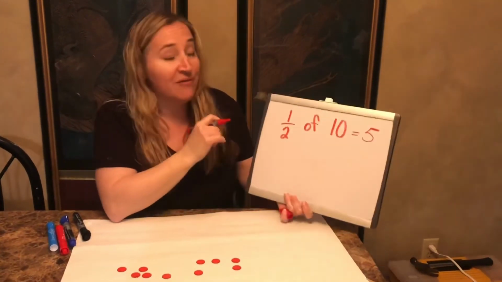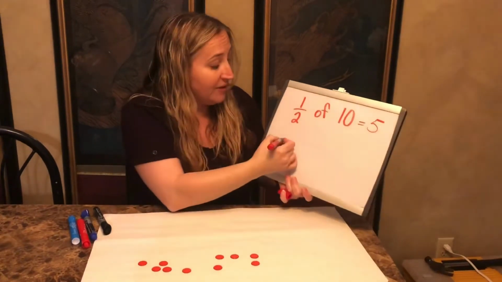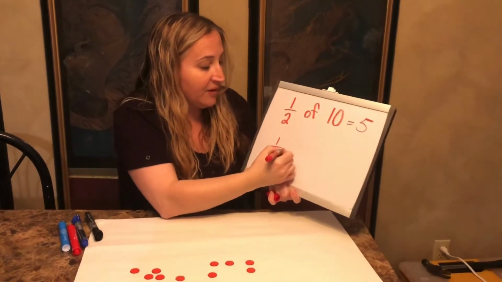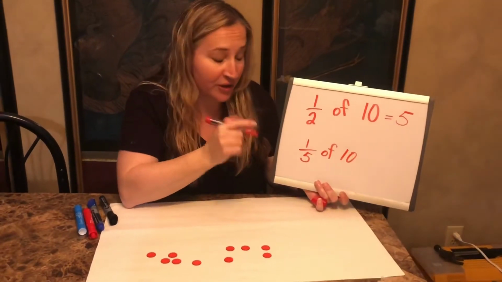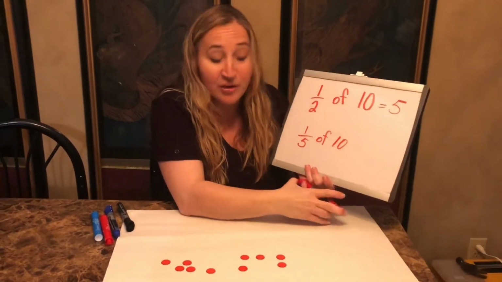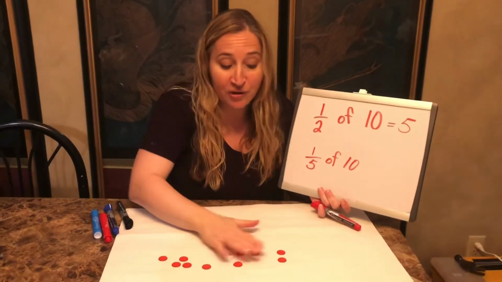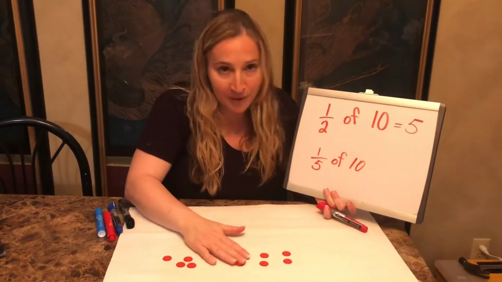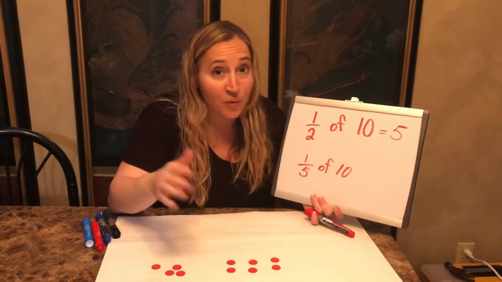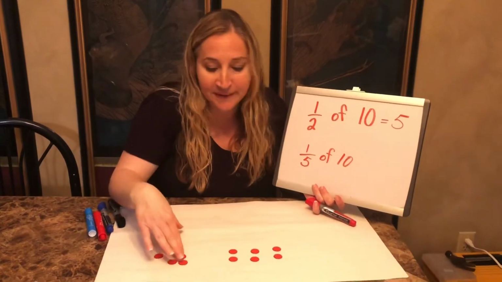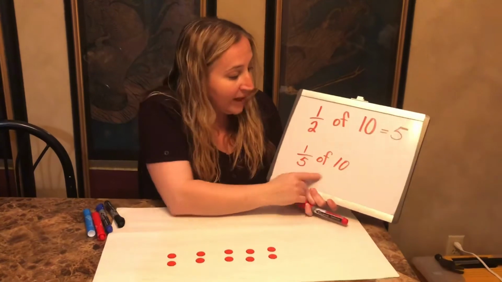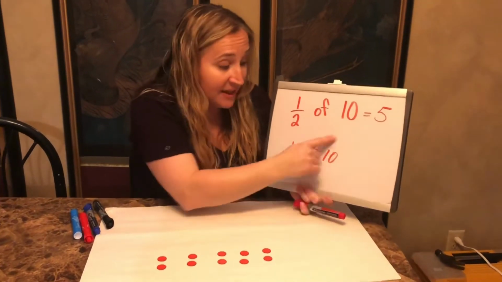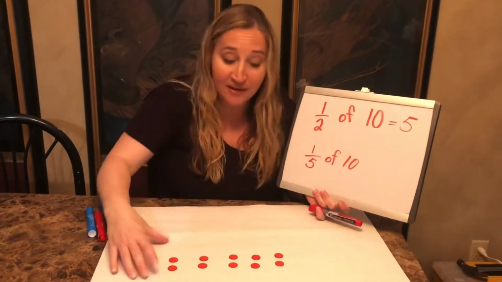Now, if I asked you, what is 1/5 of 10? Might seem a lot trickier. For today's work, you're going to use counters, and I'm going to show you how to do this. I know you probably don't have counters, but anything will work. Any coins, buttons, rocks, whatever you got. So when I ask you if you have a set and 10 is our number, you need 10 counters.